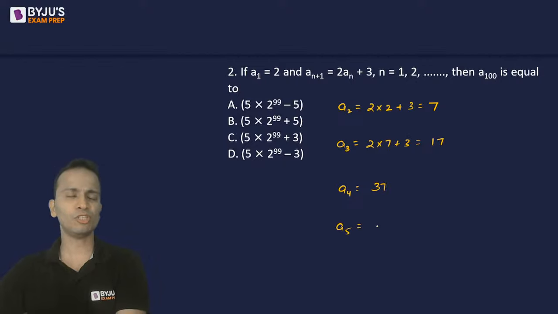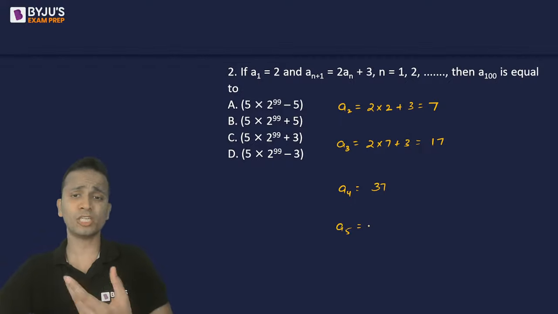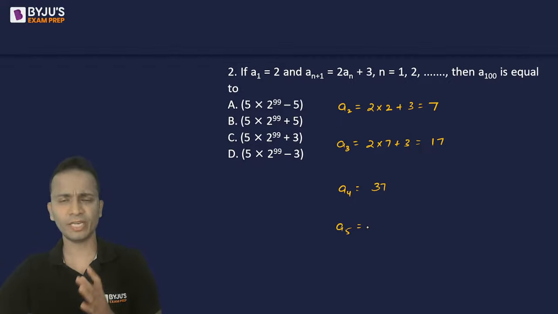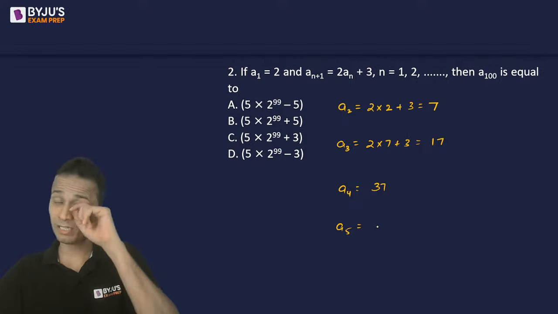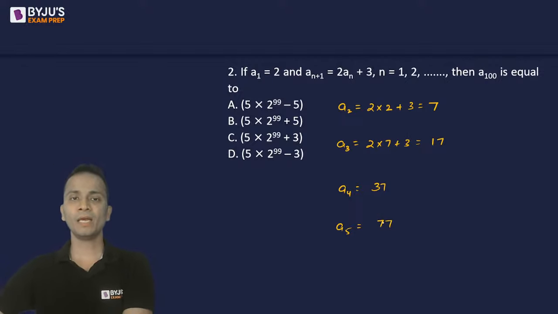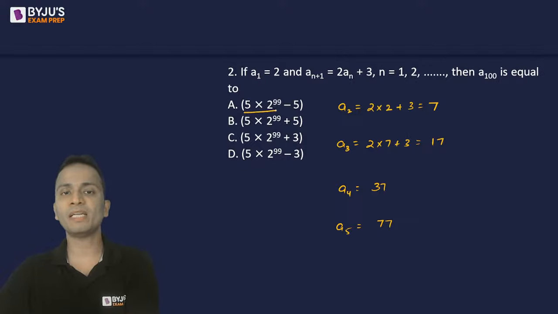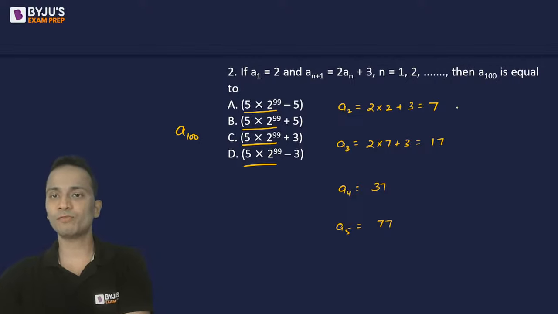A5, I'm just writing it for your convenience, for your understanding. Otherwise, if I'm attempting this question, I'll not go up to A5. A5 will be 2 into 37, that is 74 plus 3, 77, right? Now I'll try to write all these numbers in this form: 5 multiplied by 2 raised to the power something. Now all these are for the values of A100. So 5 multiplied by some power of 2.